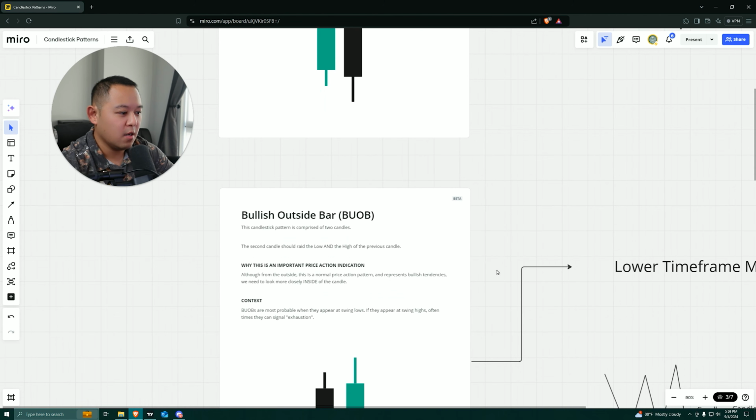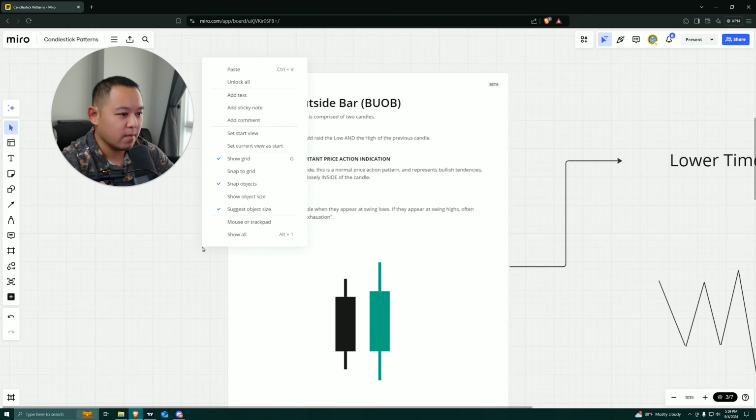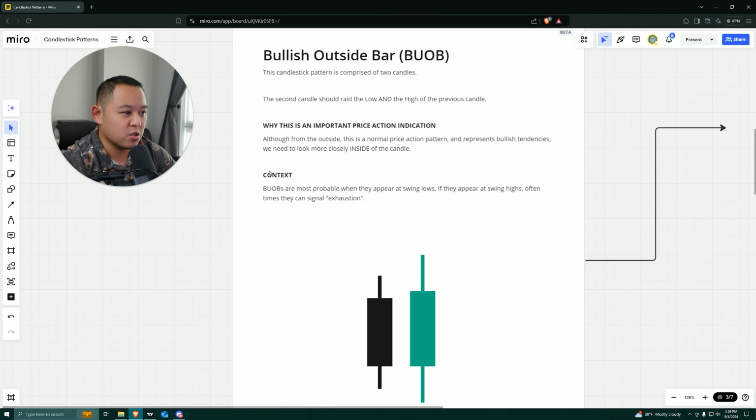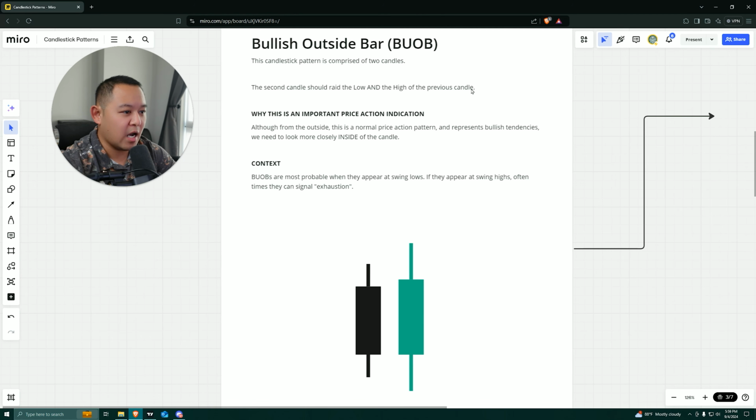And vice versa for our bullish outside bar, all right? So just like the bearish outside bar, this candlestick is comprised of two candles. The second candle should raid the low and the high of the previous candle. Now, why is this important? From the outside, right, it just represents bullish tendencies, but we need to look more closely inside of the candle. Bullish outside bars are most probable when they appear at swing lows.